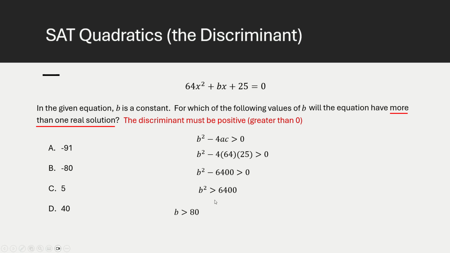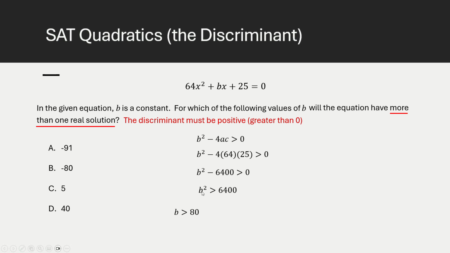Okay, so the square root of 6400 is 80, so b is greater than 80. But if we look here, none of these answer choices are greater than 80. Well, what's going on here? Okay, well, the issue is that 80 squared equals 6400, but so does negative 80 squared. So we have to account for negative 80 squared. Now, when you negate an inequality, like you divide an inequality by a negative number or multiply an inequality by a negative number, you have to reverse the sign.